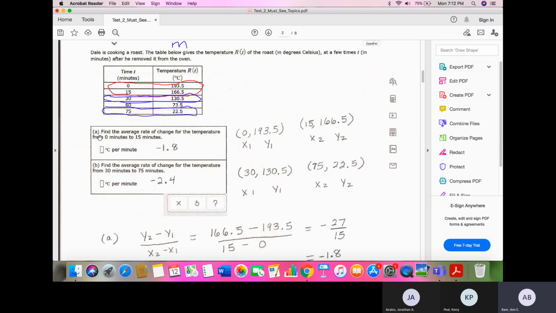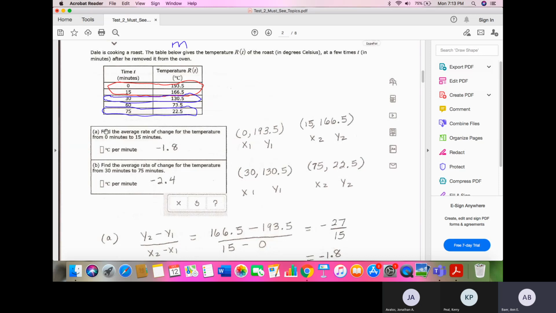In part A, we are asked to find the average rate of change for the temperature from 0 to 15 minutes. So that 0 to 15 minutes is the time. So I'm going to look at this as a T table. Right here, it's got a T. Here's the down part of the T and the cross part of the T. This T table consists of a collection of ordered pairs.